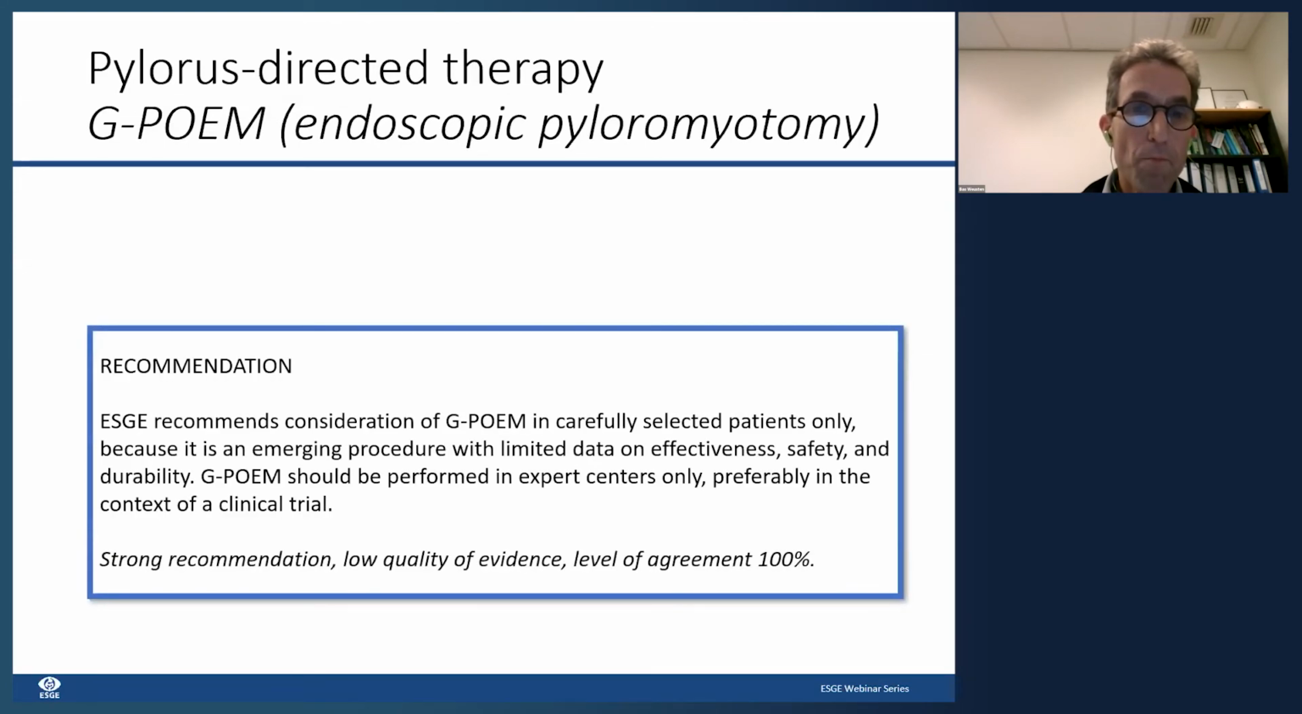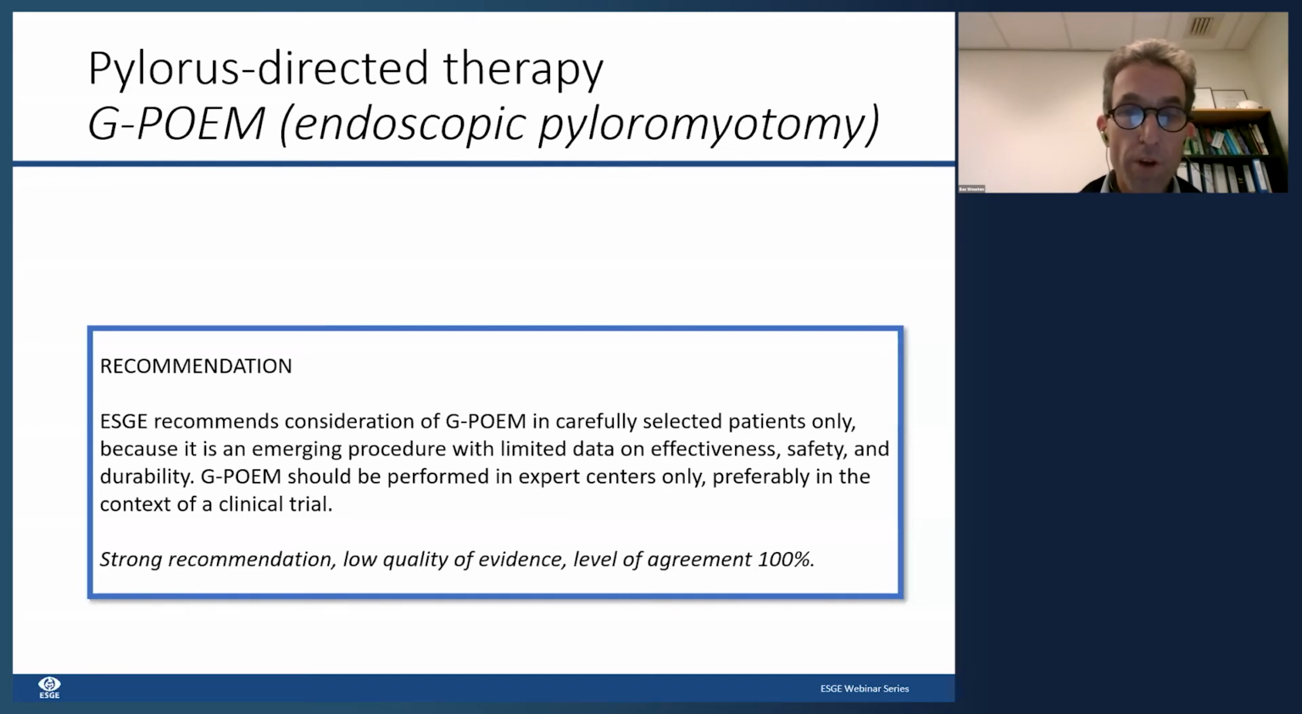And well, a definite solution could be a G-POEM, endoscopic pyloromyotomy. And the ESGE recommends consideration of G-POEM in carefully selected patients only, because it's an emerging procedure with limited data on effectiveness, safety, and durability.